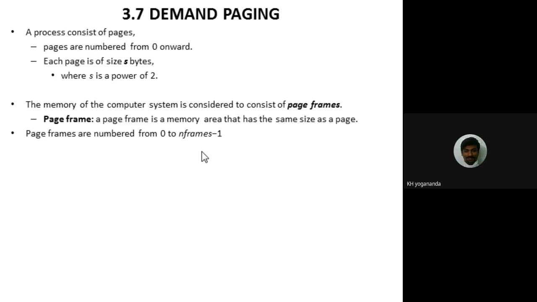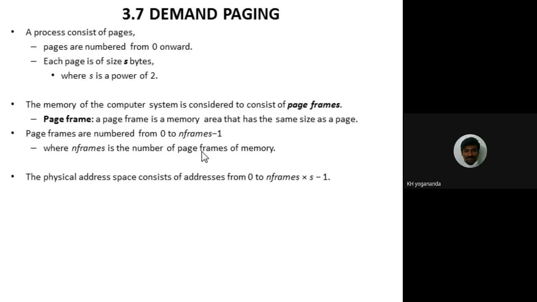Page frames are also numbered from 0, but the last page frame will be n_frames minus 1. If there are 10 frames, the last frame will be 9. So n_frames equals 10, and it ranges from 0 to 9, where n_frames is the number of page frames of a memory. That's for an example.